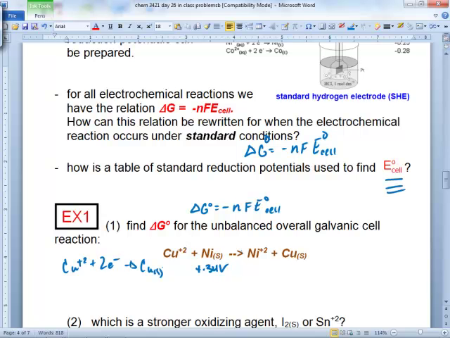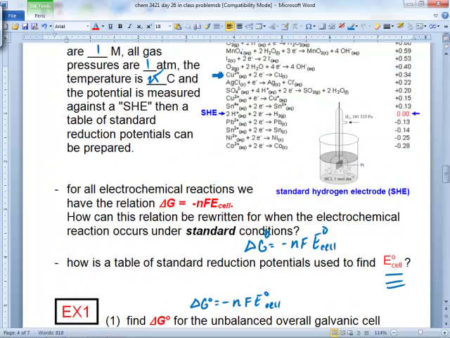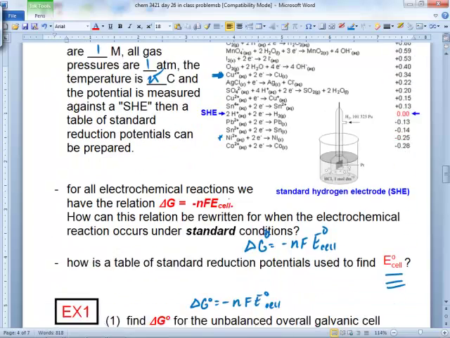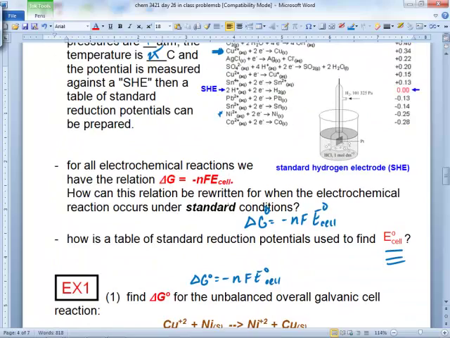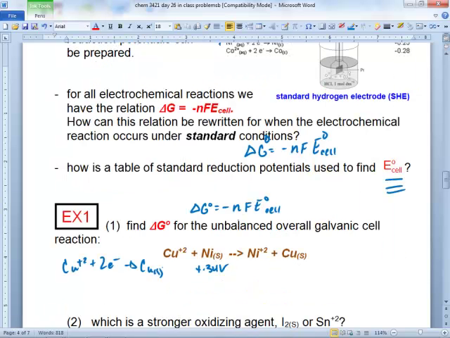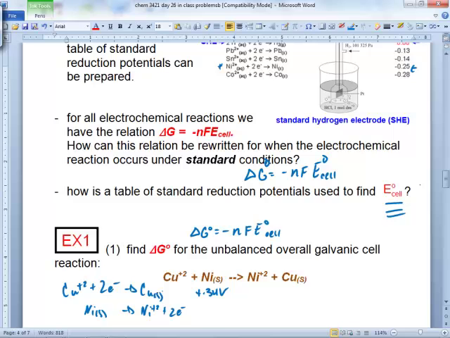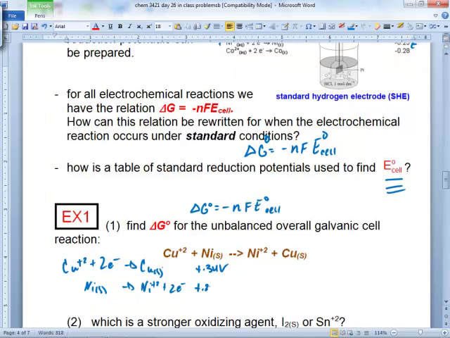Now I need the nickel, and the nickel plus 2. Isn't that one right there? Now I have to flip it though. So nickel solid goes to nickel plus 2 E minuses. And now I had to flip that one, so I need to write down what volts? Positive 0.25.